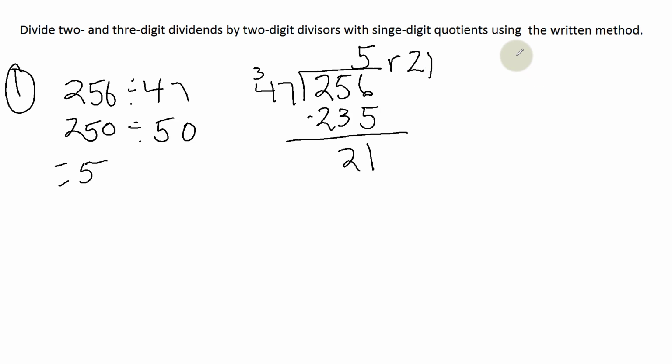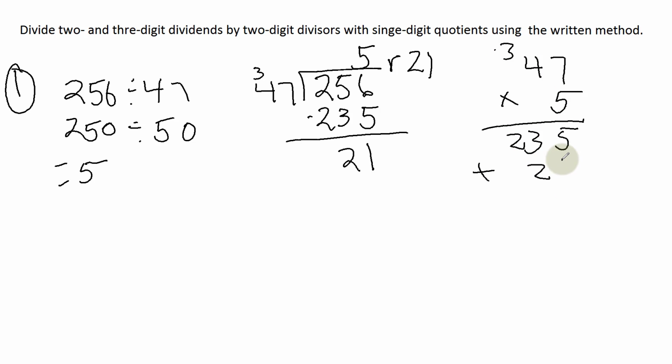I'm then going to go ahead and check by multiplying. 47 times my quotient of 5. 5 times 7 is 35. 5 times 4 is 20, plus 3 is 23. We then are going to add back our remainder, 6, 5, and 2, giving us a number that matches our original dividend.